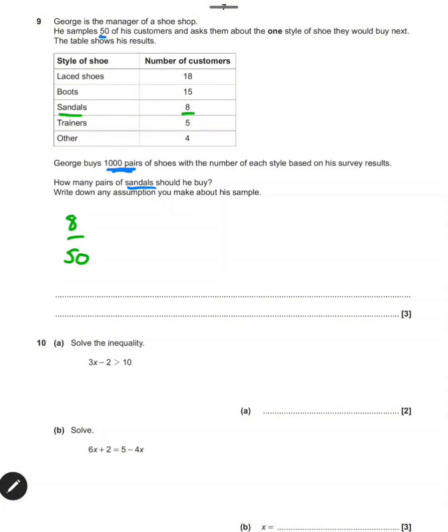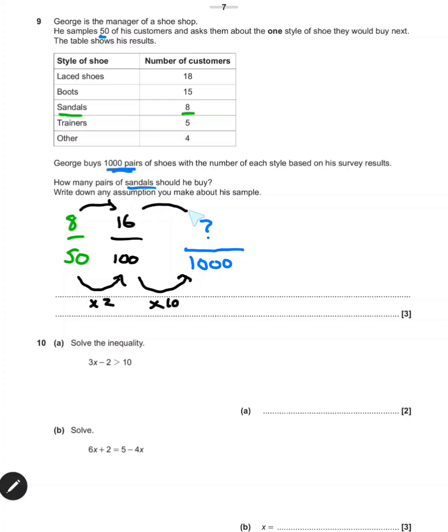George is going to buy 1,000 pairs. So we're going to be out of 1,000, and we want to know how many sandals out of 1,000 he should buy. We can look at these fractions and just work from one to the other using equivalents. If I times that by 2, I get out of 100. And if I then times by 10, I've got out of 1,000. So I'll do the same on the top. Times by 2, 8 times 2 is 16. And then times by 10, 16 times 10 is 160. He should buy 160 pairs of sandals.